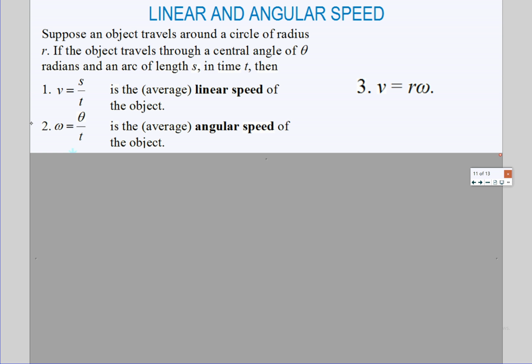Oh, my watch is talking to me about linear and angular speed. How convenient.